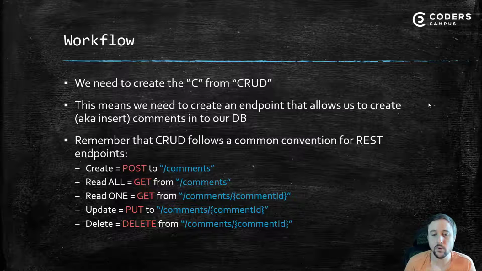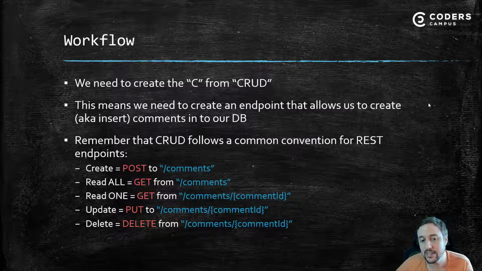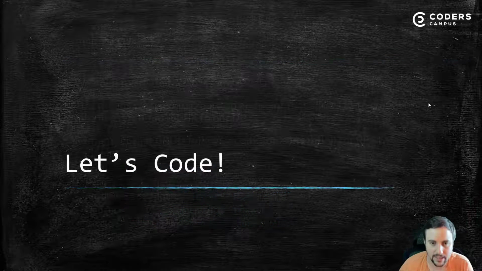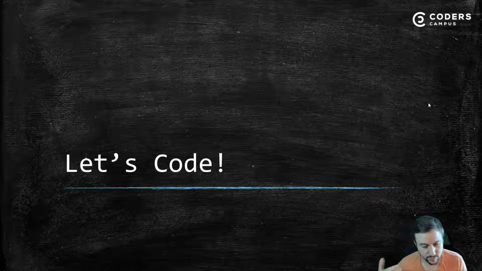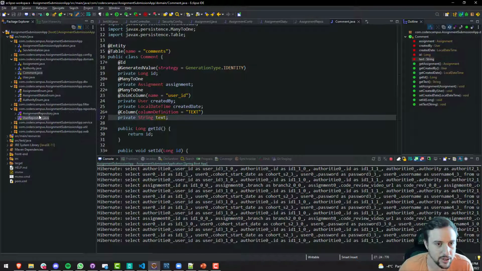So if you want to read one comment, you just say /comments/ and the comment ID. If you want to update an existing comment, it's /comments/ID as a put. If you want to delete a comment, it's a delete to /comments/ the comment ID. So you get the idea. That's the structure that we follow, and that is the structure that we will be creating in our back end. Having said that, let's unveil the magic and start to make it happen on the back end.